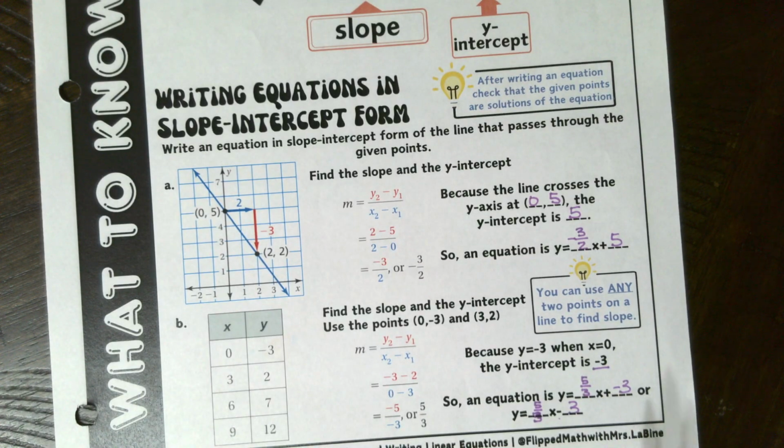So if that's something that you think you're not going to be able to remember, that the negative goes with the number, then make sure that you write it this way. But if you see it this way, because you will get problems where it's written in this format, you need to remember that that negative sign goes with the y-intercept.